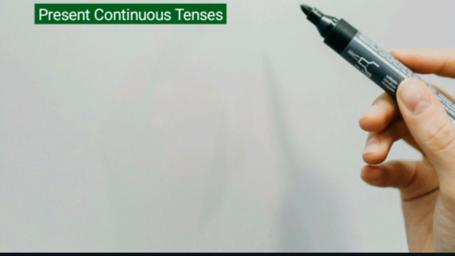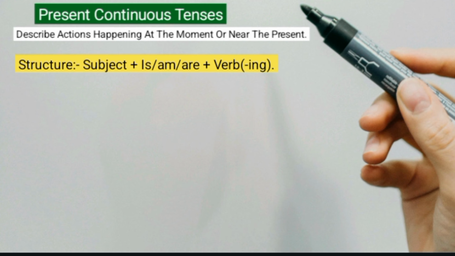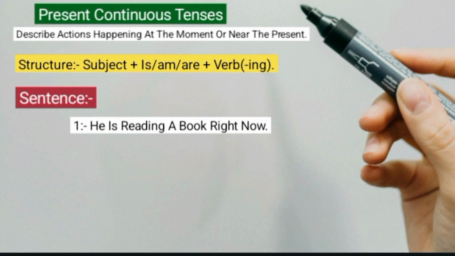Now let's learn present continuous tense. Present continuous tense describes actions happening at the moment or near the present. The structure is very simple: subject plus is, am, are plus verb with ing. Let's understand present continuous tense with some examples. He is reading a book right now. In this sentence, he is reading a book, right? Reading is an action, and the action is happening at the moment.